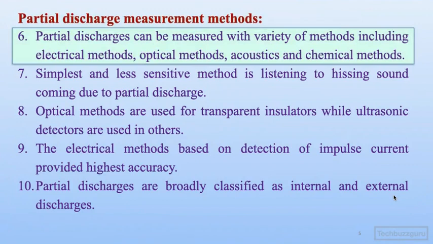Partial discharges can be measured with a variety of methods, including electrical methods, optical methods, acoustic means (sound related), and chemical methods. So partial discharges which occur inside an insulator can be measured by electrical, optical, acoustic, and chemical methods. Now let us understand the relative comparison of these methods.